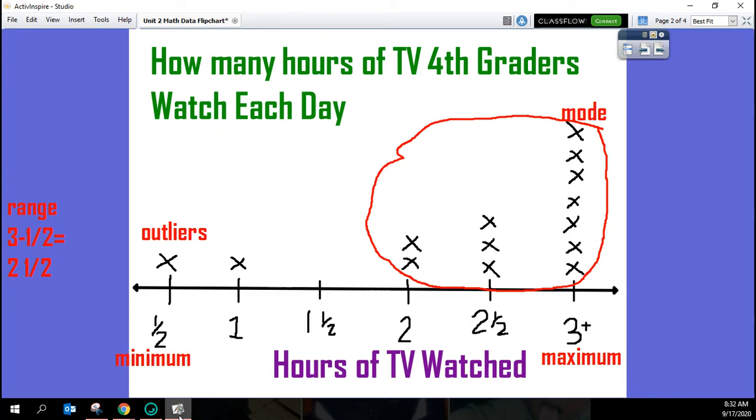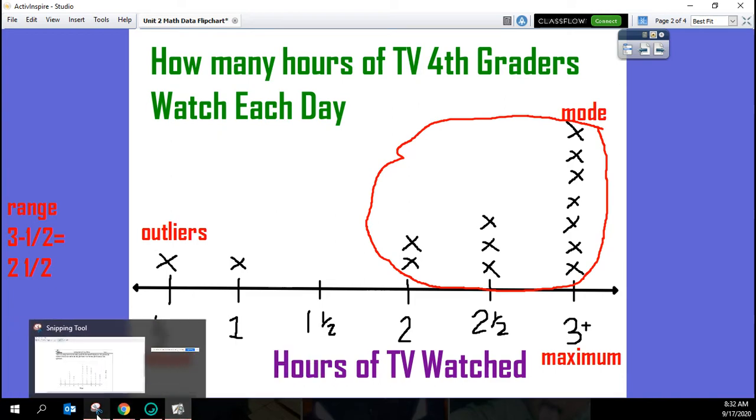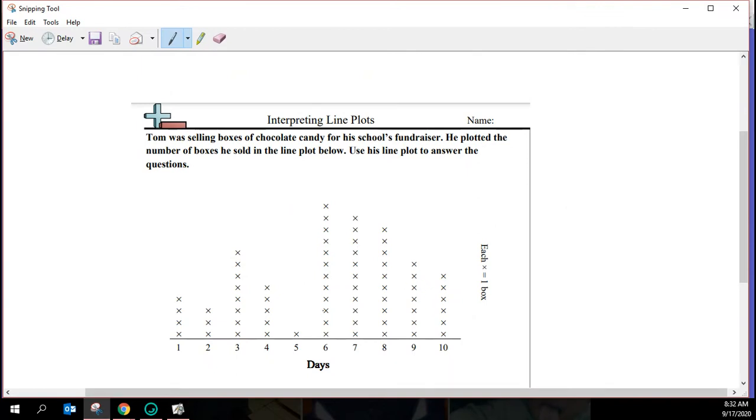Let's do some more practice reading a line plot. Here we go. Here's a line plot. Let's read to find out what this line plot is about. It says Tom was selling boxes of chocolate candy for his school fundraiser. He plotted the number of boxes he sold in the line plot below. Use his line plot to answer the questions. So I have some questions that we are going to talk about for this line plot.